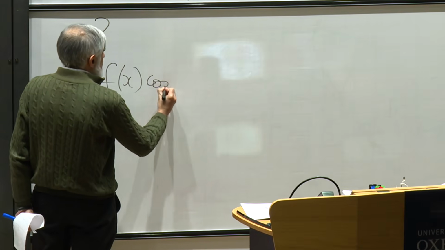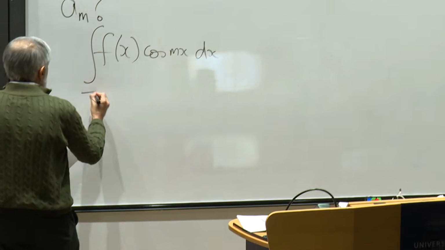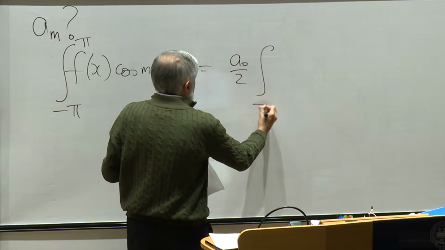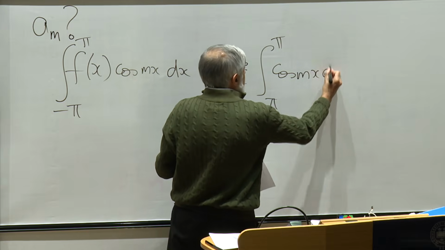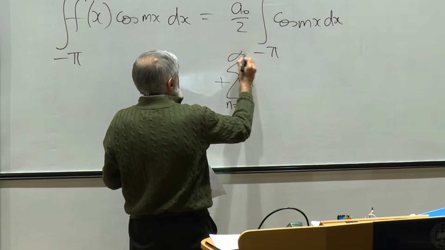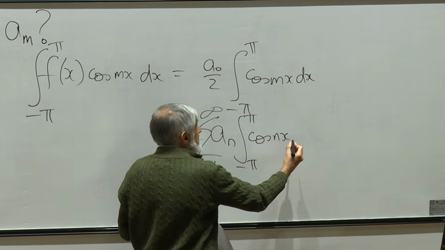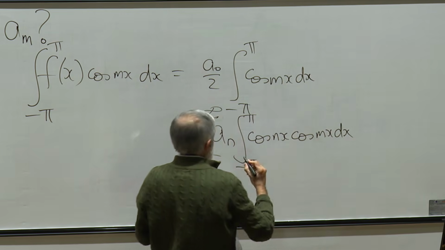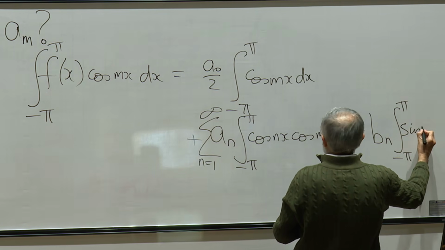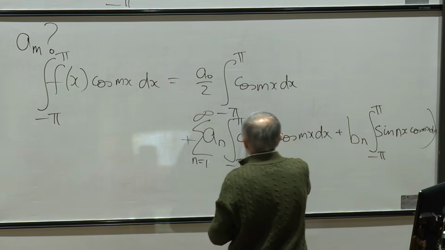by cos mx dx and integrate from minus pi to pi, equals a0 over 2 times the integral from minus pi to pi of cos mx dx, plus the sum, n goes from 1 to infinity, of an times the integral from minus pi to pi of cos nx cos mx dx, plus bn times the integral from minus pi to pi of sine nx cos mx dx. Okay?